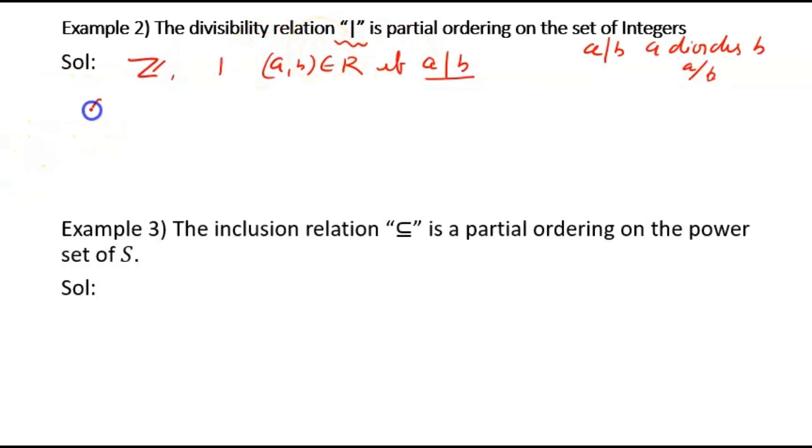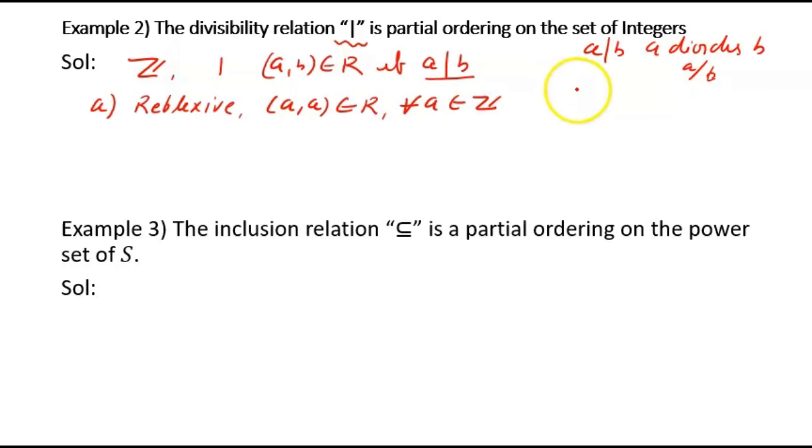So let us check whether it is partial ordering or not. So is it reflexive? I think you will all agree that every element A divides itself. So A comma A belongs to R for every element A in the set of integers. I hope you agree that 2 divides 2, minus 2 divides minus 2, 1 divides 1, and so on. So the divisibility relation is satisfying the requirement that it be reflexive, right?